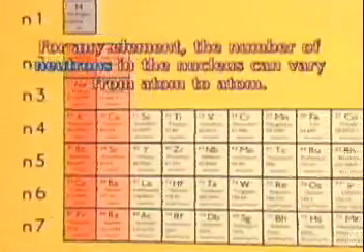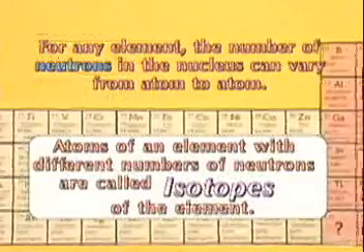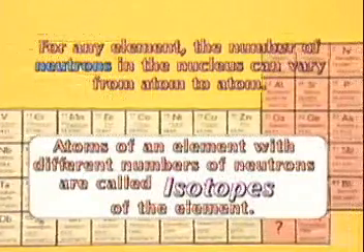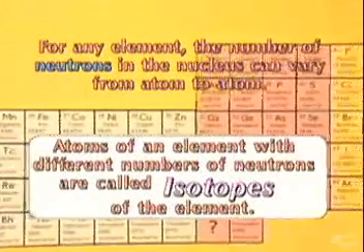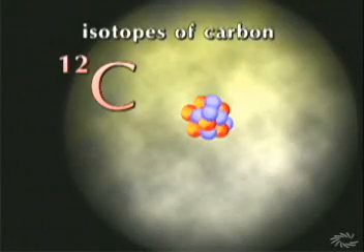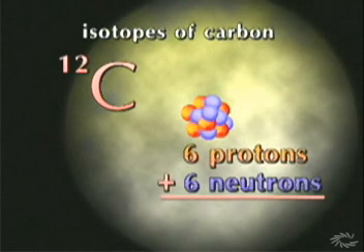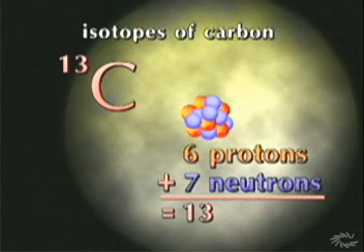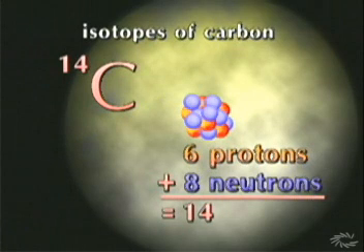For any element, the number of neutrons in the nucleus can vary from atom to atom. Atoms of an element with different numbers of neutrons are called isotopes of the element. For example, most carbon atoms have 6 protons and 6 neutrons. But carbon atoms frequently have 7 neutrons. This is called carbon-13. Carbon can also have 8 neutrons, carbon-14. The number of the isotope is determined by adding the number of protons and neutrons.